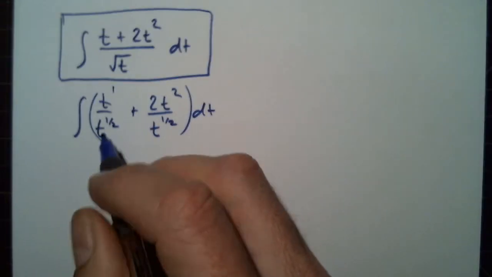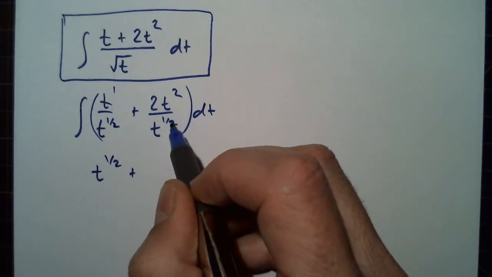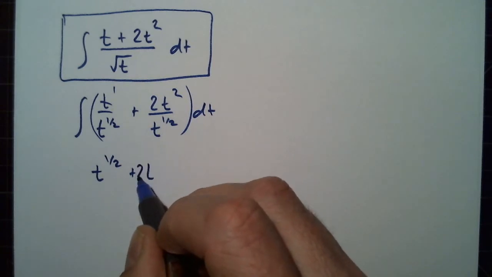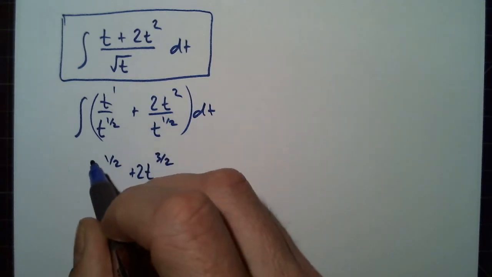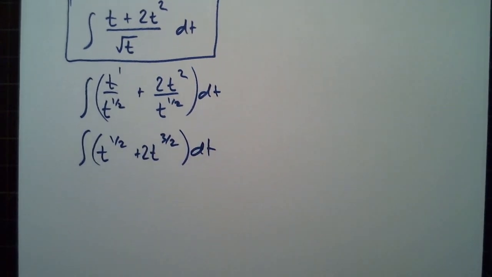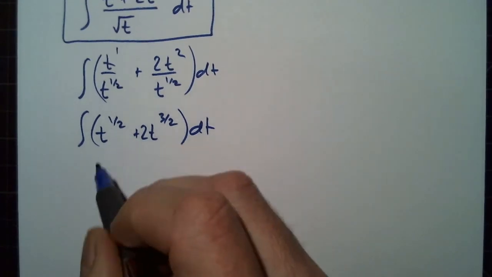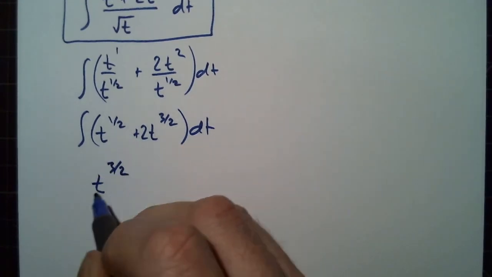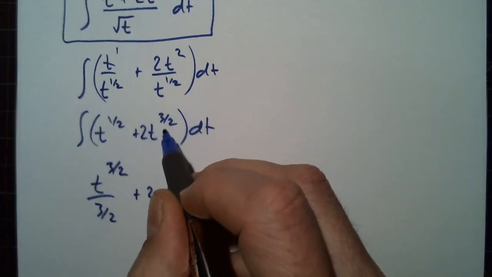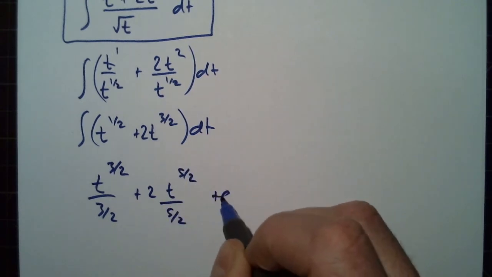This is 1 minus 1/2, which is 1/2. Here we have 2 minus 1/2, that's 4, minus 1 is 3. So that's 2 times t to the 3/2. Add 1, 3/2 over 3/2. Add 1, which means add 2 over 2, that's 5 over 2. 5 over 2 plus c.